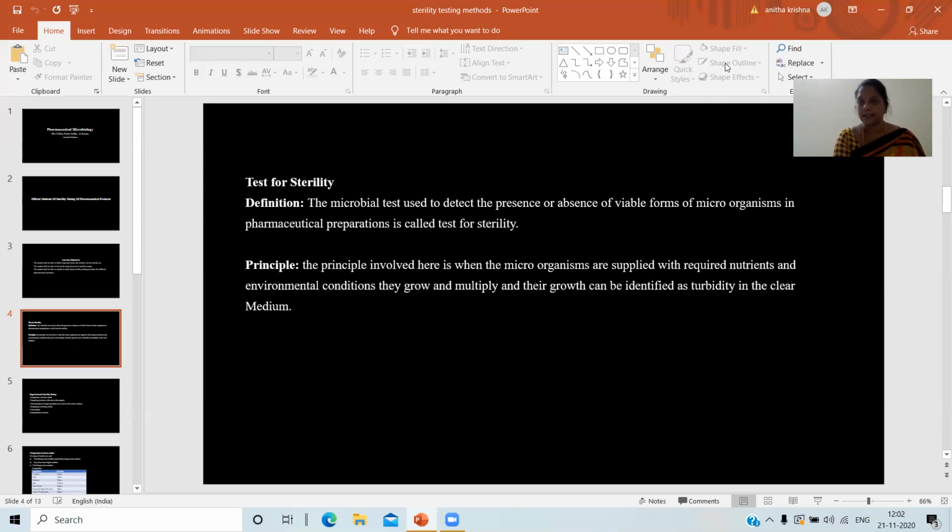That's why there is a hard and fast rule that whenever you're performing this test for sterility, it has to be performed in aseptic condition only.